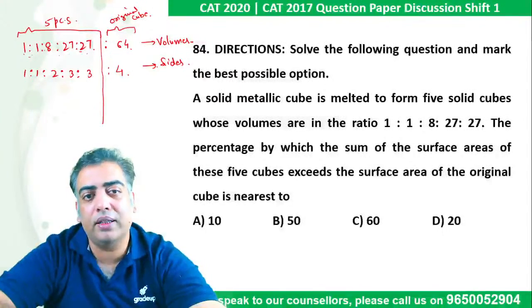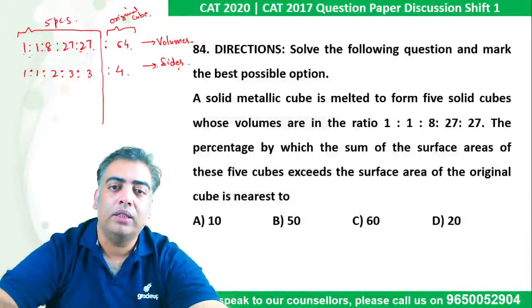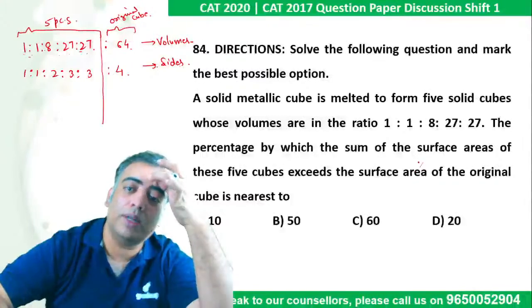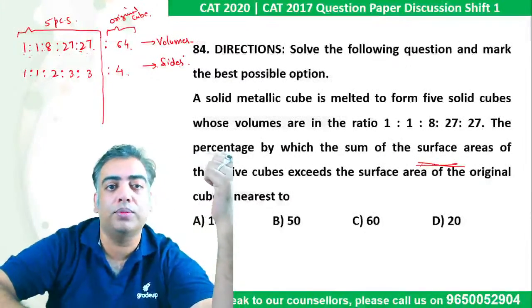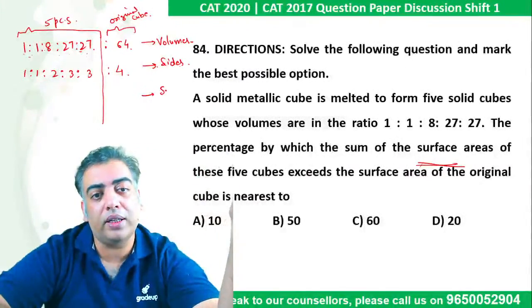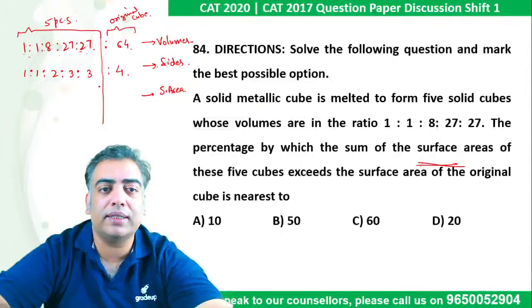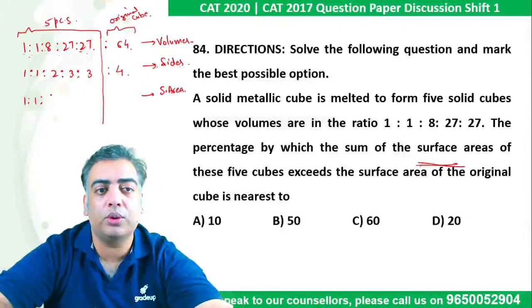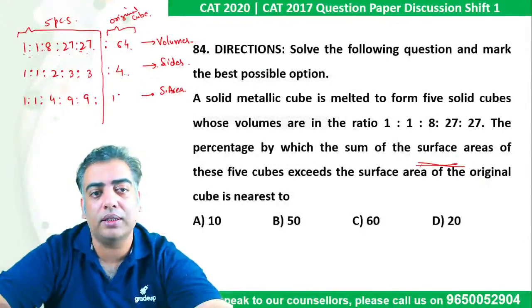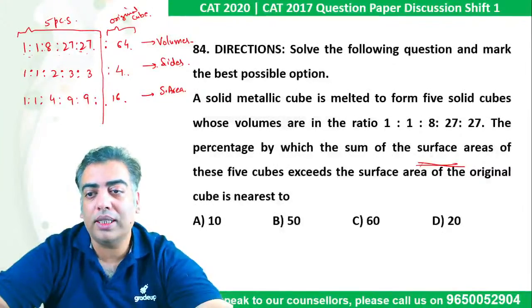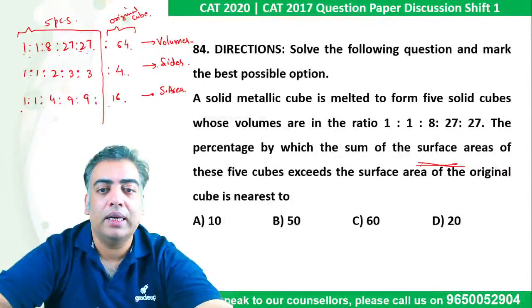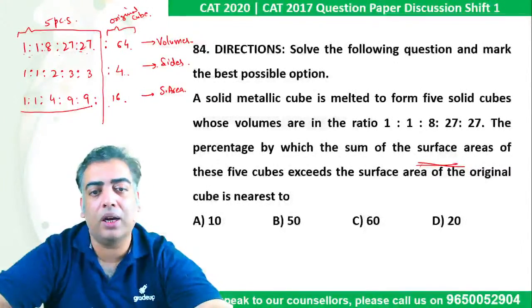Now we have a ratio among the sides. The only thing required is the ratio among the surface areas of these 5 cubes. The surface area of a cube is 6a square, so in the ratio 6 gets cancelled out, we just need to go for squaring. So it will be 1:1:4:9:9, and 4 square is 16.